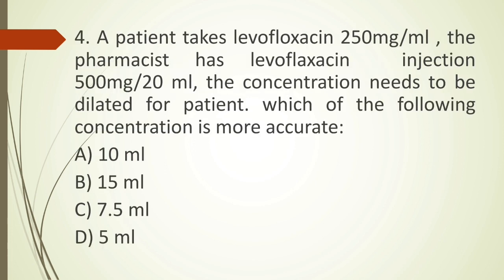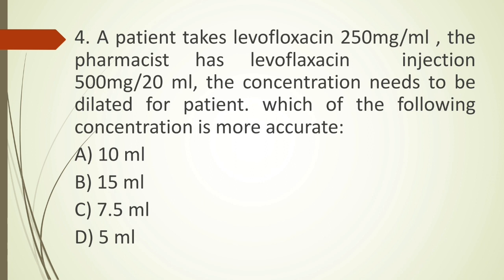Now let's see the fourth question. A patient takes levofloxacin 250 mg per ml. The pharmacist has levofloxacin injection 500 mg per 20 ml. The concentration needs to be diluted for the patient. Which of the following concentrations is more accurate? Option A 10 ml, option B 15 ml, option C 7.5 ml, and option D 5 ml.